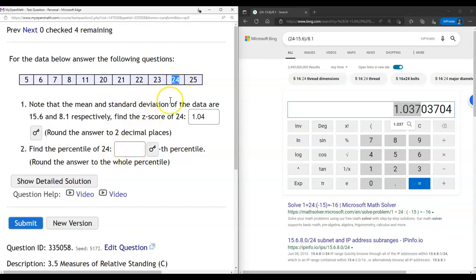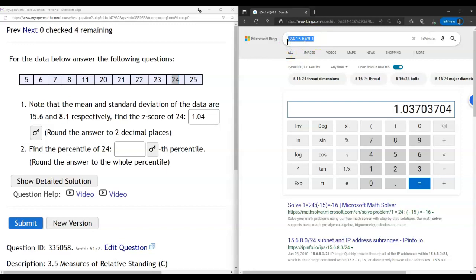What does it mean to find the percentile? We basically want to find the number of observations that are less than or equal to 24 in relation to the total size of the data set. So in our case, 24 ranks 1, 2, 3, 4, 5, 6, 7, 8, 9, 10, it ranks 10 out of 11.